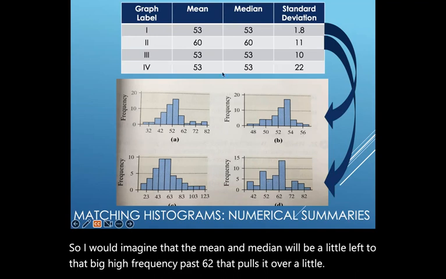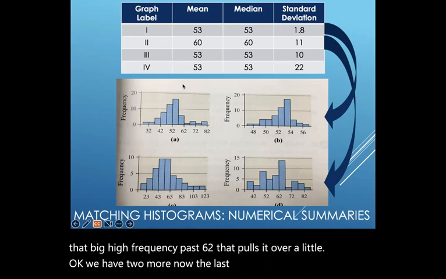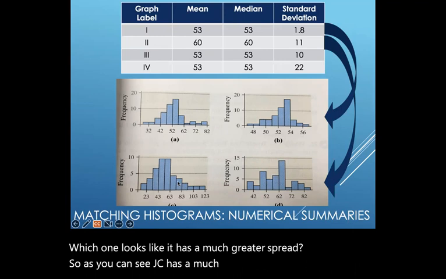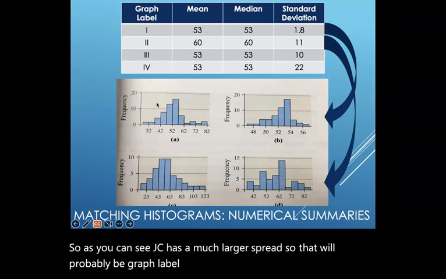Okay, we have two more. Now the last two clearly are A and C. So which one looks like it has a much greater spread? So as you can see, C has a much larger spread. So that'll probably be graph label 4. So it'll be 3, then 4.